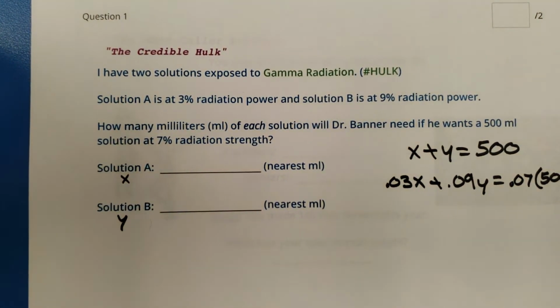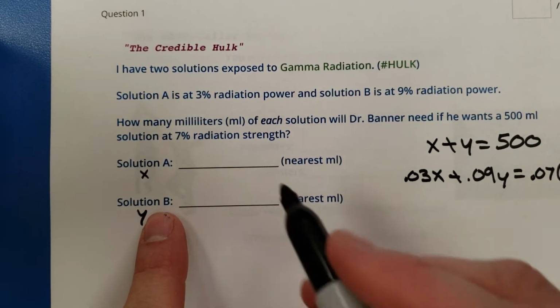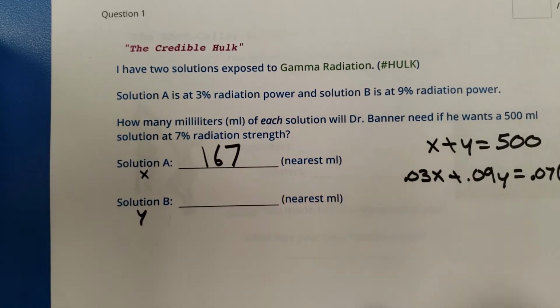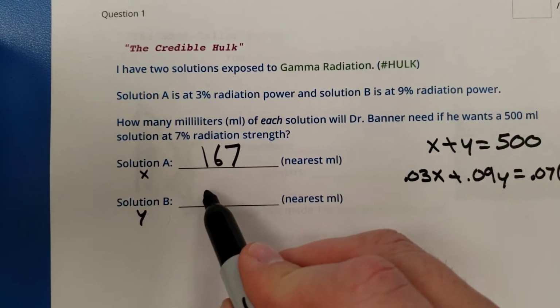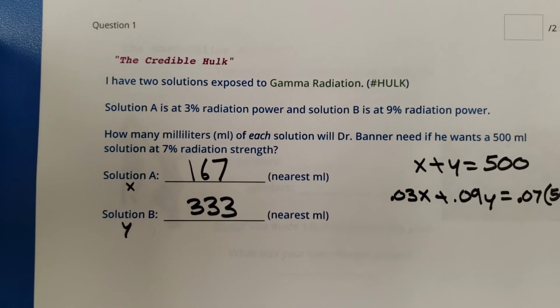Okay, so to the nearest whole milliliter, the 166.6 repeating would become 167 milliliters, and then only 333 milliliters of solution B.